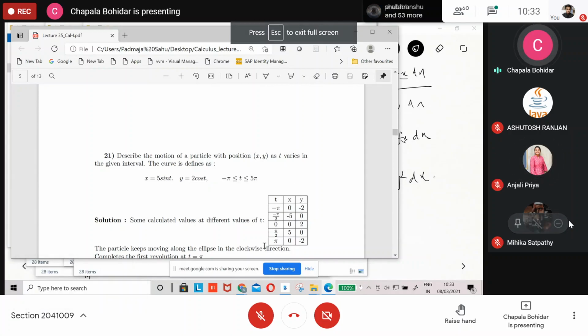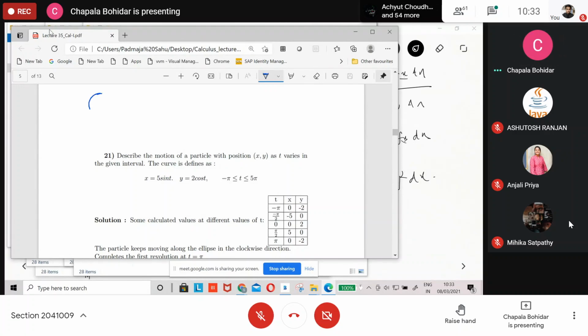So one revolution is at pi. Clear here? Because starting here at minus pi, we get the same value at pi. So here we get one revolution, one revolution at pi, starting here. Then again we reach the starting point, minus pi, so we get 0 minus 2 pi.